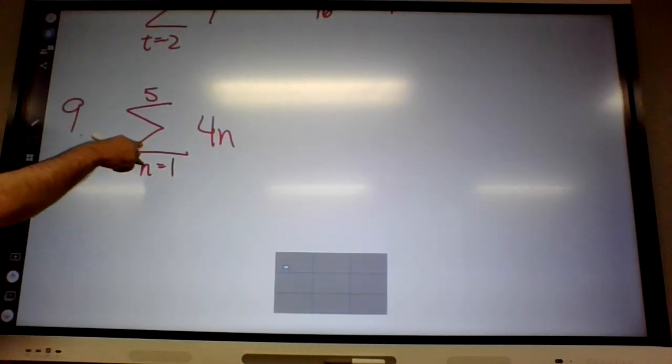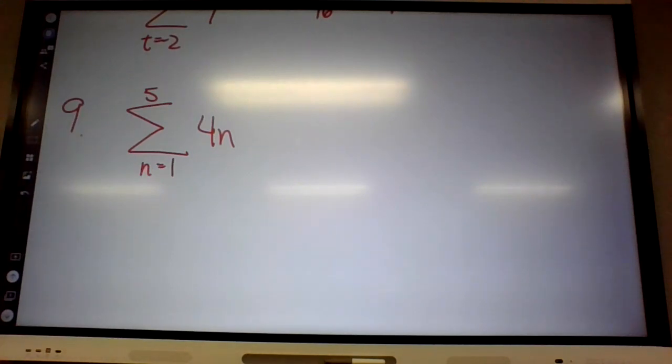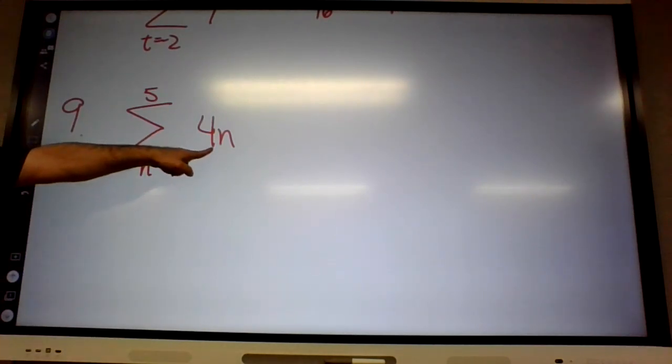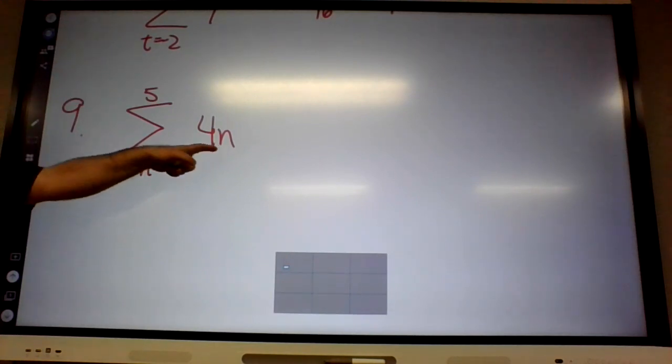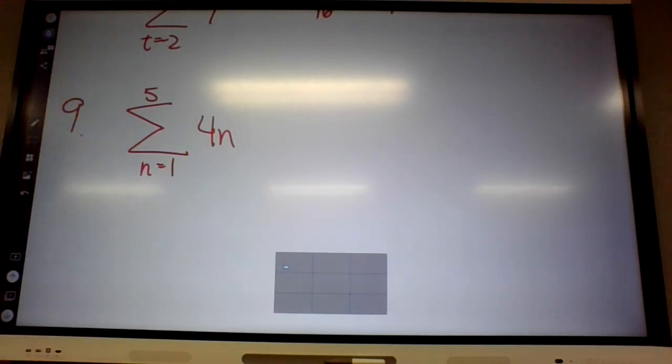Yeah, all those numbers are multiples of 4, so it's like 4 times 1, 4 times 2, 4 times 3. So our thing over here is 4 times n, where n is 1, 2, 3, 4, 5.